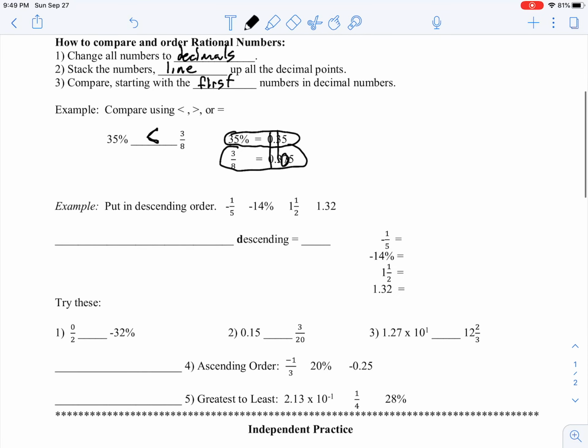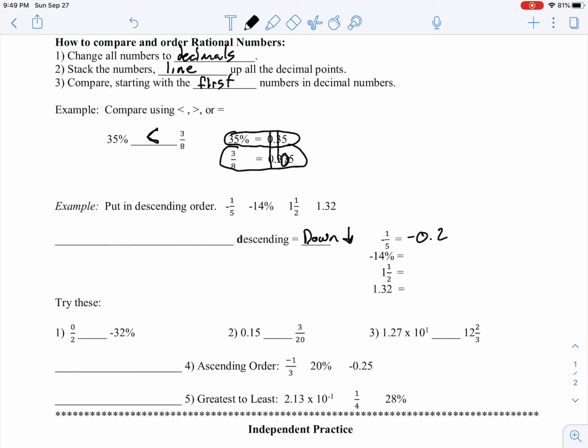Alrighty, so next we have putting these in descending order. So remember, descending means down, or going from biggest to smallest number here. So I know these quickly off the top of my head, but remember to divide these out if you don't know them. So negative 1/5 is going to be negative 0.2.